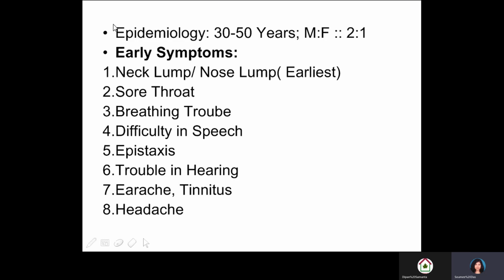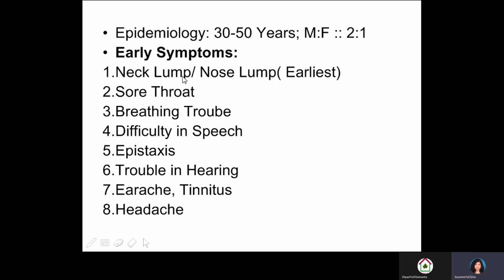So this can obviously form an MCQ asking which of the following is the earliest symptom of NPC. They will give all these options, and all these options are true; all these are symptoms of NPC. But we have to find the earliest symptom. Sometimes students often think that the milder symptoms like sore throat and difficulty in speech are the earlier symptoms. But here we have to remember that neck lump or nose lump is the earliest symptom of nasopharyngeal carcinoma.